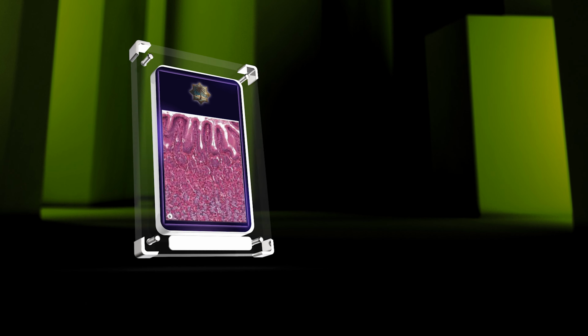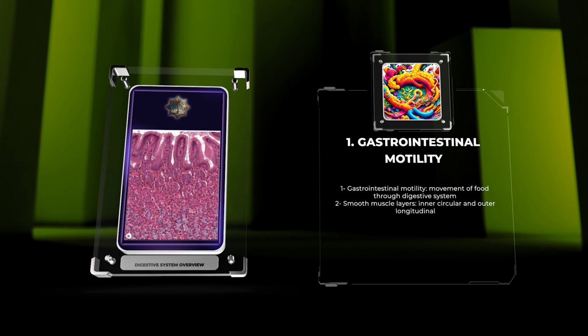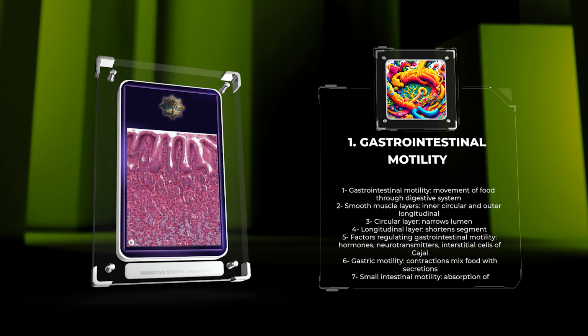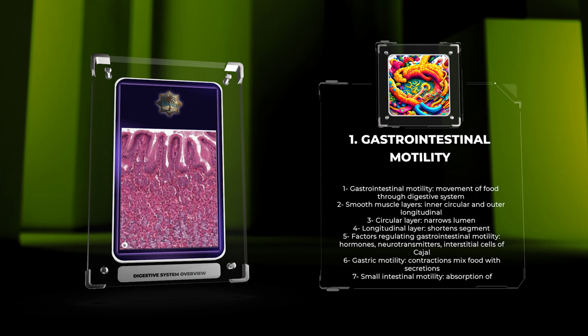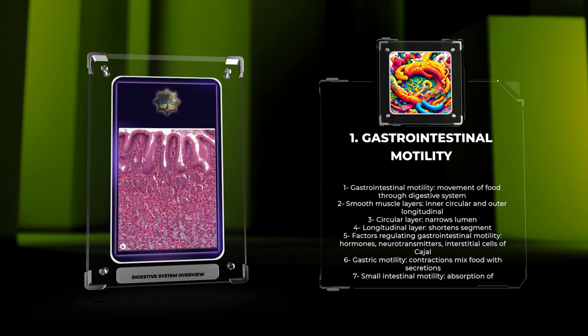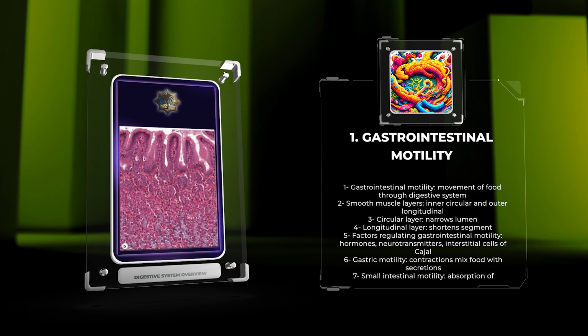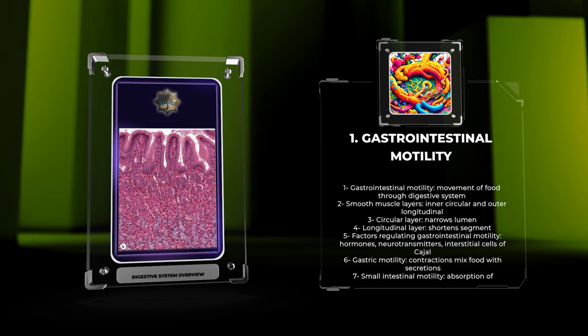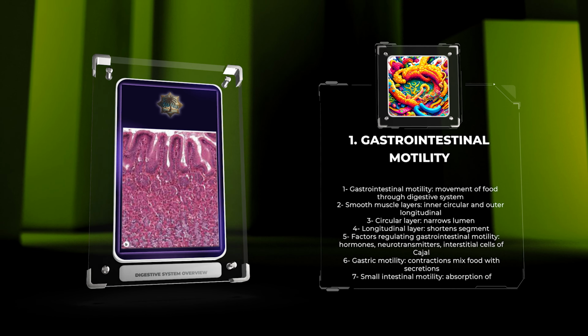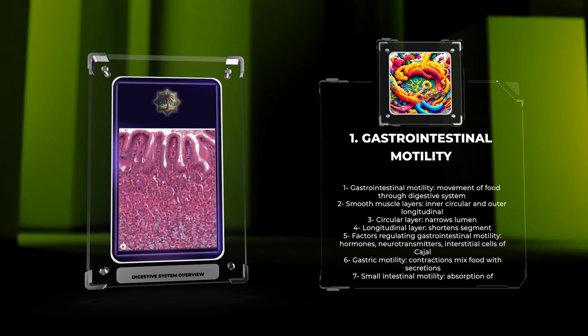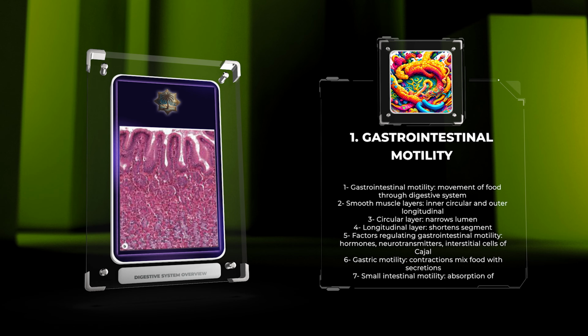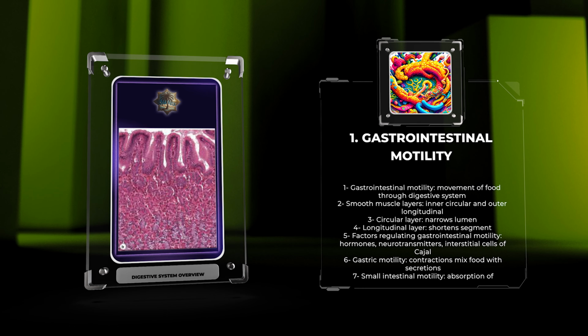Gastrointestinal motility refers to the movement of food through the various parts of the digestive system. This intricate process involves coordinated contractions of smooth muscle layers that generate propulsive and mixing movements. The smooth muscle layers are comprised of an inner circular and an outer longitudinal layer. The circular layer contracts to narrow the lumen, while the longitudinal layer shortens the segment. This alternating pattern of contraction propels food along the digestive tract.